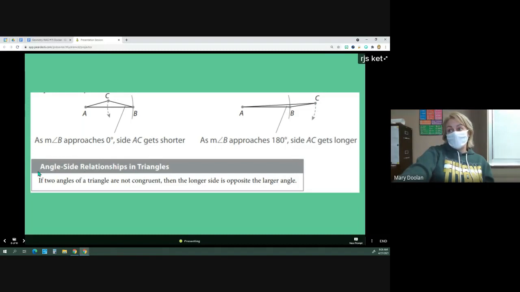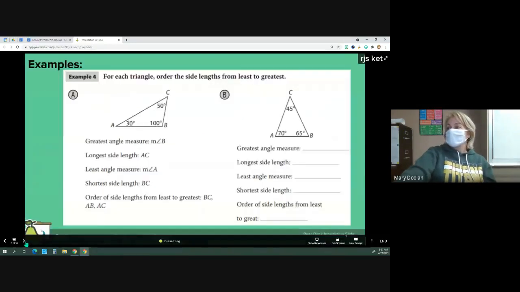And so, angle-side relationships in triangles: if two angles of a triangle are not congruent, then the longer side is opposite the larger angle. So it's basically the same idea as yesterday, just in reverse order. Okay, and so our first example here says for each triangle, order the side lengths from least to greatest. And we're given a triangle ABC.